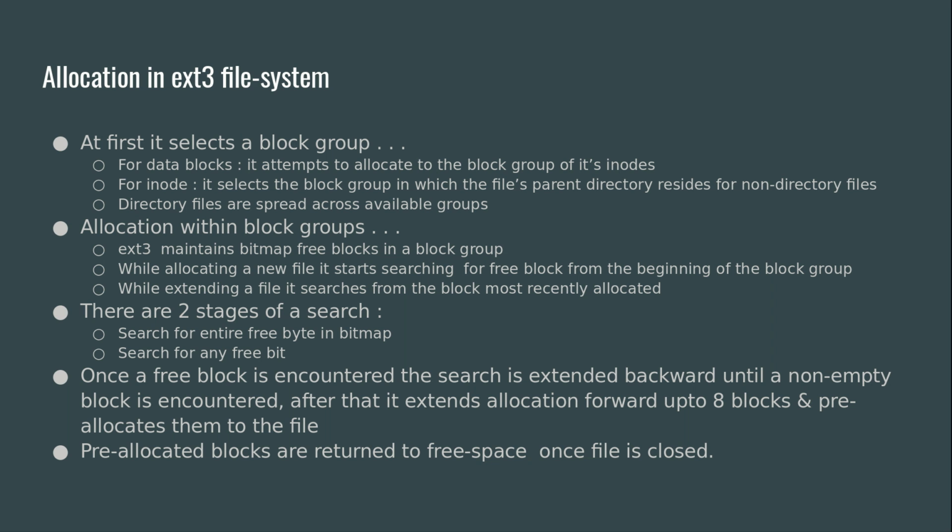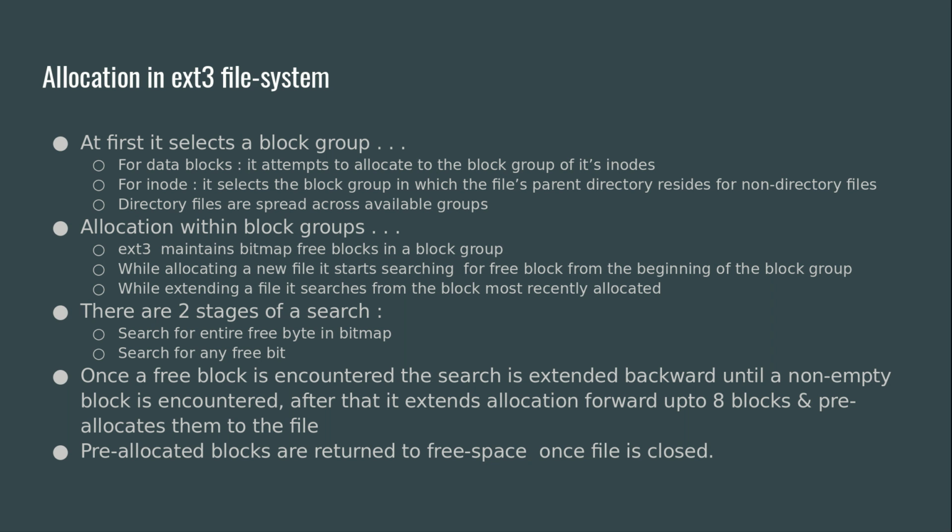So, allocation in the ext3 file system. First, it selects the block group. For a data block, it attempts to allocate to the block group of its inode. For an inode, it selects the block group in which the file's parent directory resides for non-directory files. And directory files are spread across available block groups. These are done to reduce fragmentation of any one area of disk and keep related info close.